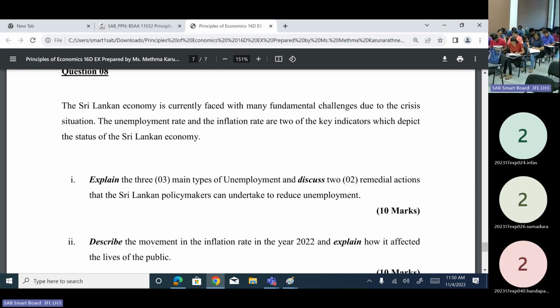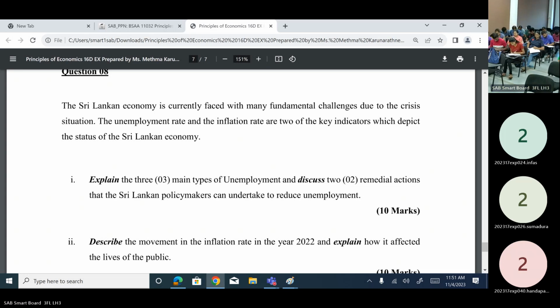Second point, write down. Provide incentives to companies to encourage recruitment of unskilled and semi-skilled workers. Right?